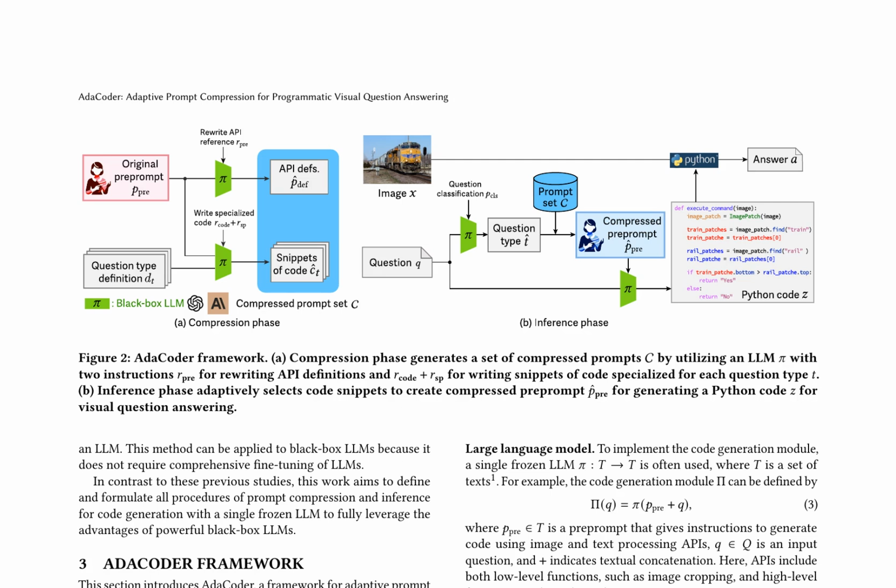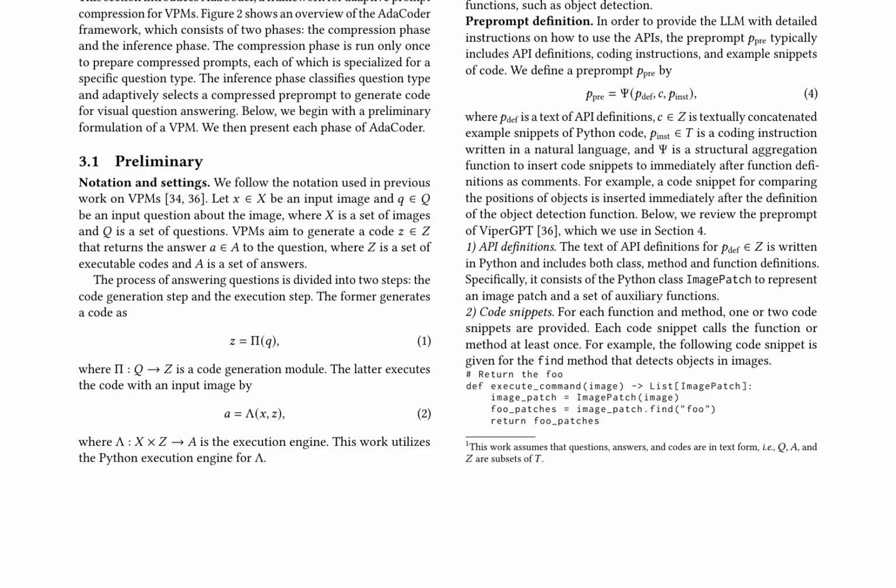The code generation step uses a code generation module Pi, often implemented using a single frozen LLM Pi, and the execution step uses an execution engine Lambda, a Python execution engine in this work. The preprompt definition is a crucial component of the framework, providing the LLM with detailed instructions on how to use APIs. The preprompt PPRE is defined as a structural aggregation of API definitions, coding instructions, and example snippets of code, and is used to generate code using image and text processing APIs.